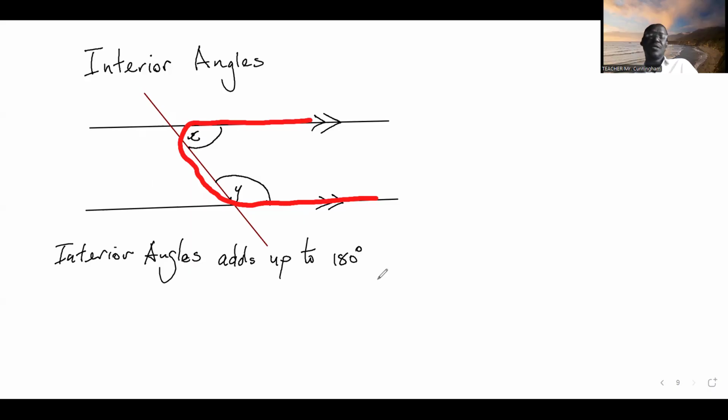So interior angles add up to 180 degrees. Therefore, let's say Y is equal to 112 degrees. Y is 112 degrees.